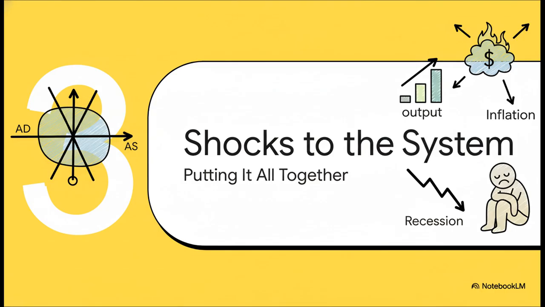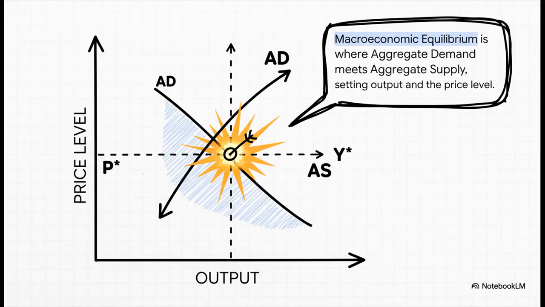We have our downward sloping demand curve and our upward sloping supply curve. So what happens when we put them on the same graph? This is where we see the economy in action. This is what causes those booms and busts. That point right there, where the two curves cross, has a special name: macroeconomic equilibrium. You can just think of it as the economy's sweet spot.